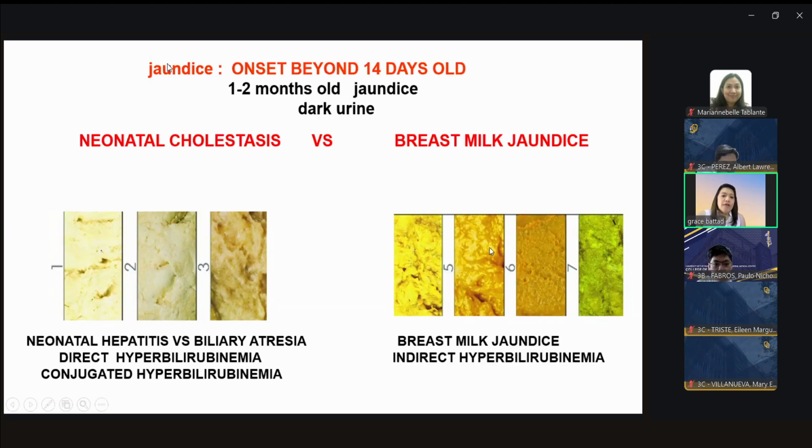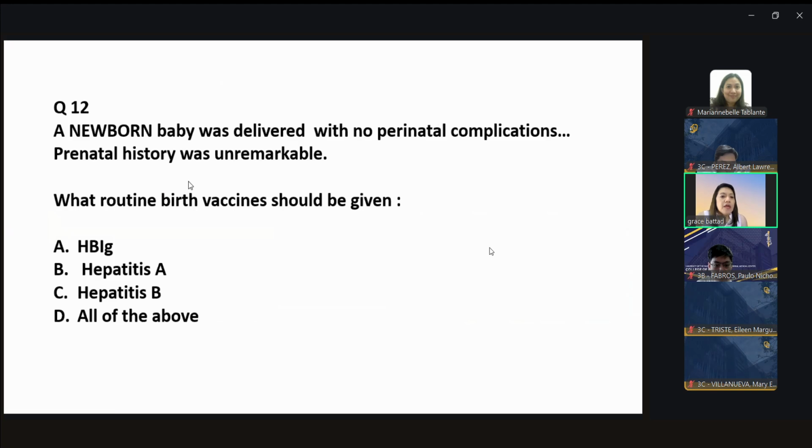So for our level, if you see white stools, you have to refer that. A newborn baby was delivered with no perinatal complications. Prenatal history was unremarkable. What routine birth vaccines should be given? HBIG, immune globulin, A, B, all of the above.